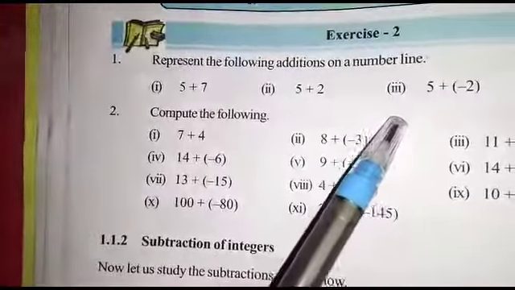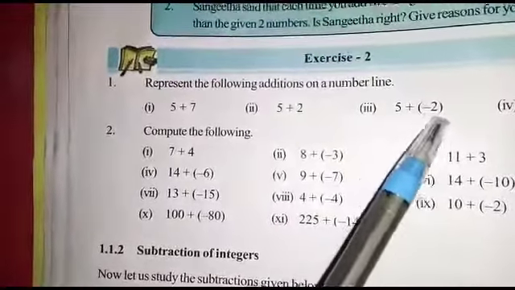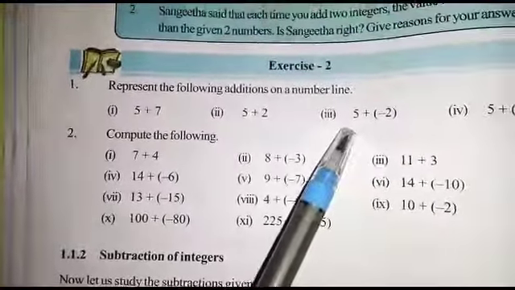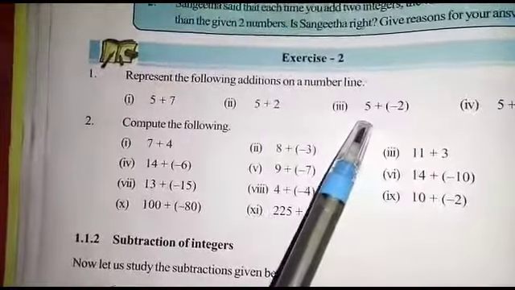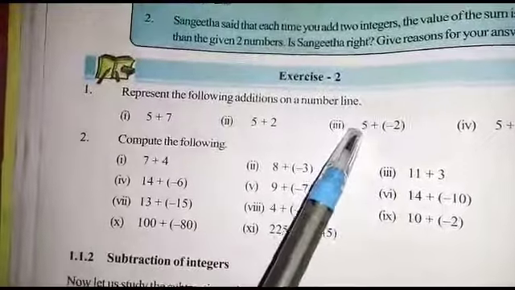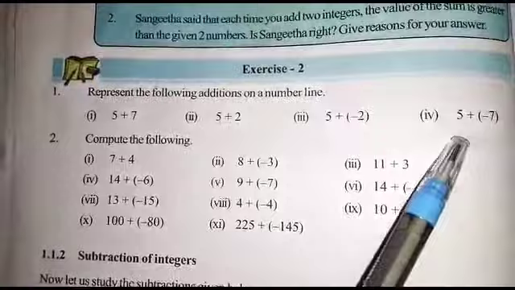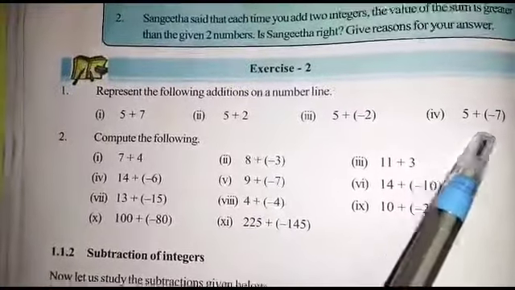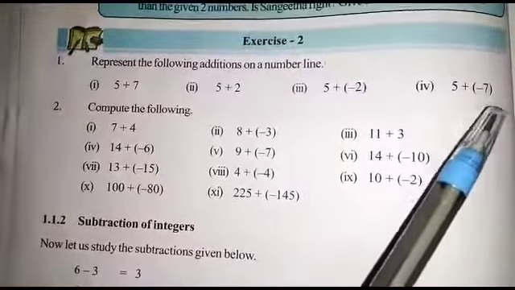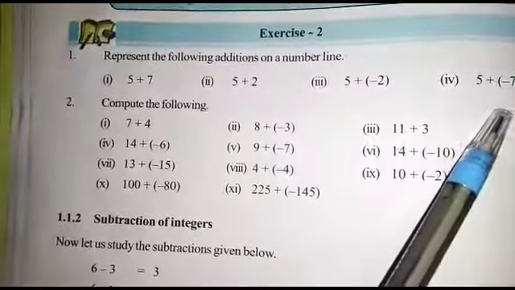Answer is 7. Next, 5 and minus 2. Both are different signs. What will you do? You must subtract. 5 minus 2, how much? It is equal to 3. The positive number is bigger, that's why plus 3. Again, 5 plus minus 7. These two have different signs. You must subtract. The difference of 5 and 7 is 2. Which sign is bigger? The sign of minus 7 is bigger. That's why the answer is minus 2.